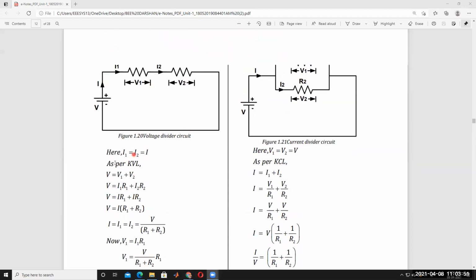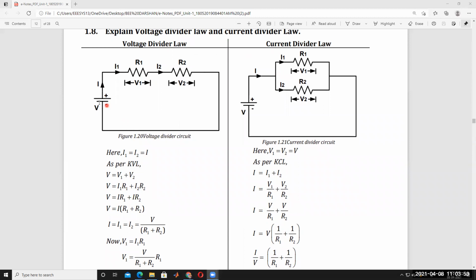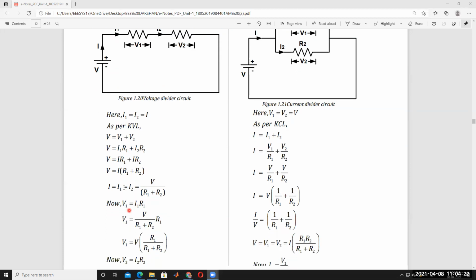As per KVL, Kirchhoff's voltage law, the source voltage is equal to the sum of these two voltages: V is equal to V1 plus V2. What is the voltage drop here? I1 into R1. And here, I2 into R2. Since I1 is equal to I2 is equal to I, V is equal to I into R1 plus I into R2. Then V is equal to I into (R1 plus R2). Then the current I is equal to V divided by (R1 plus R2).